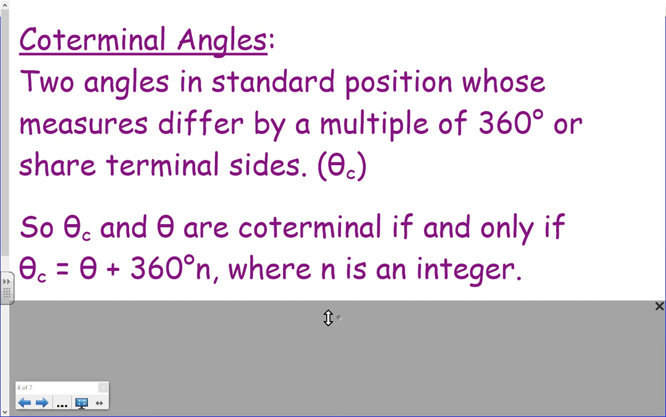So what does that mean algebraically? Algebraically, it means that theta sub c and theta are coterminal if and only if they satisfy this little equation here. If you can write theta sub c equals theta plus 360 degrees times n, where n is some integer, then theta sub c is in fact a coterminal angle to theta. Basically, that's another way of saying that as long as you can add or subtract some multiple of 360 from theta, you'll get a coterminal angle to it.